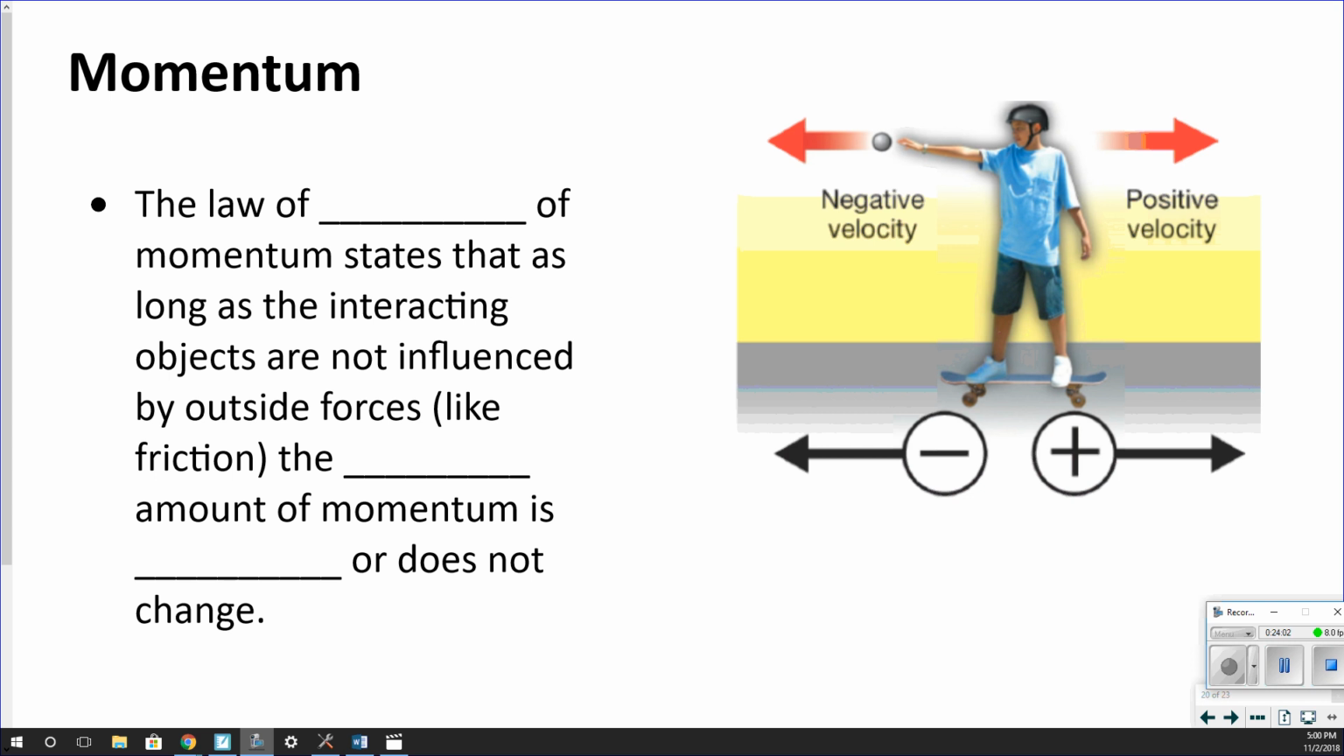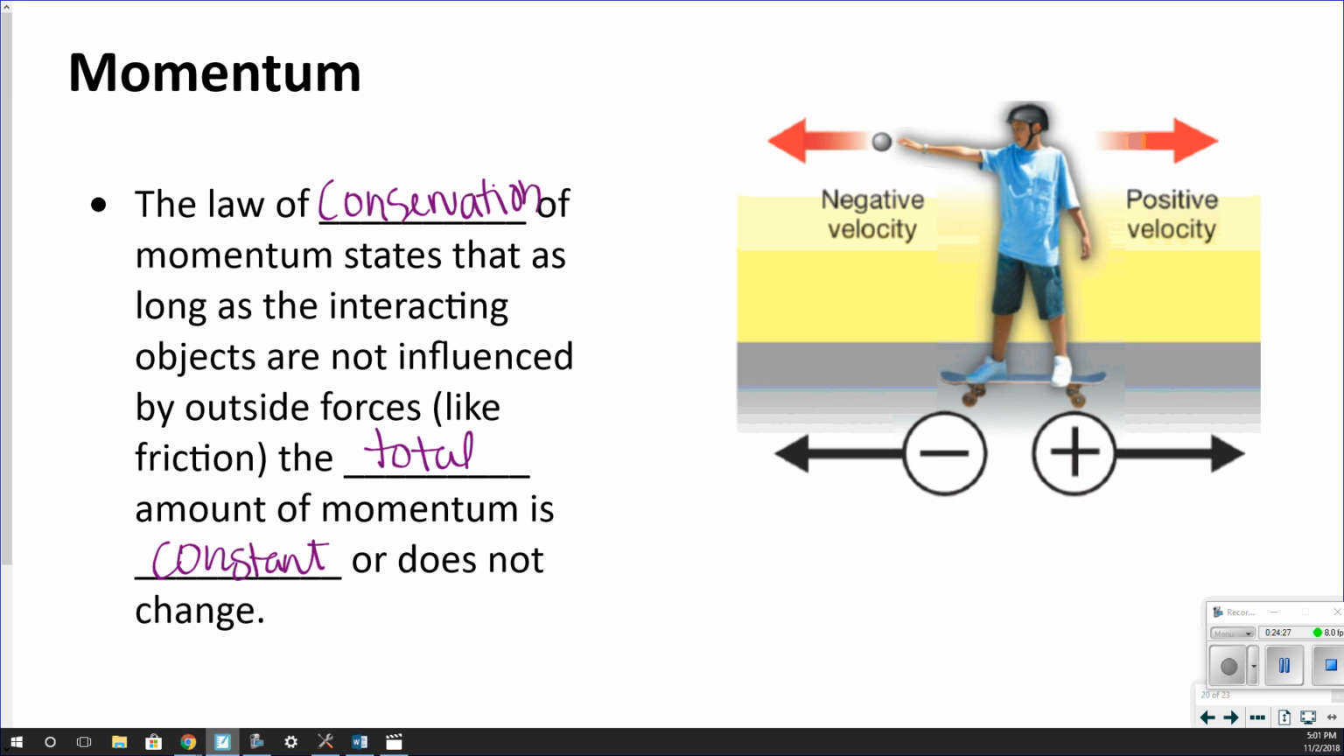Now let's talk about the law of conservation of momentum. It states that as long as the interacting objects are not influenced by outside forces like friction, the total amount of momentum is constant or does not change.